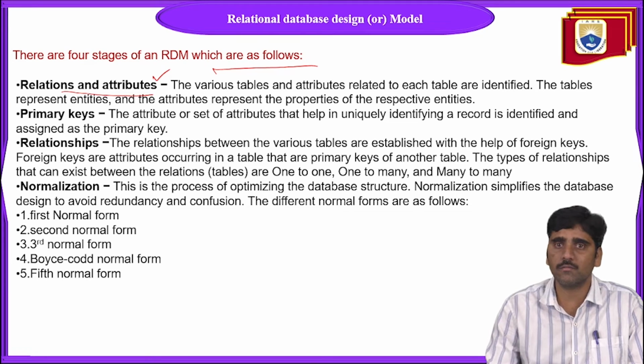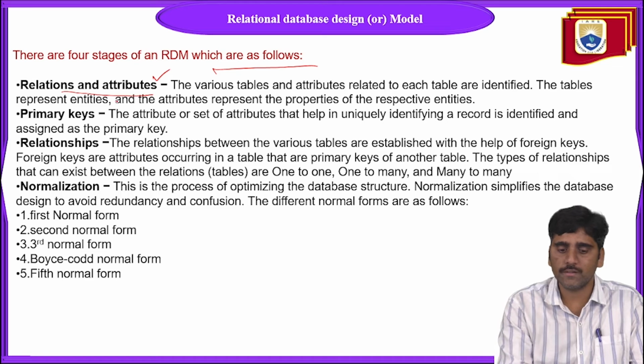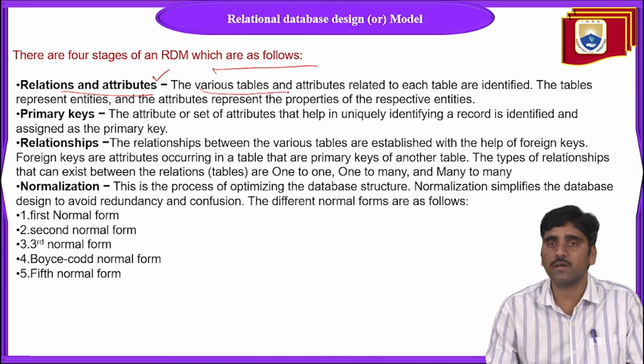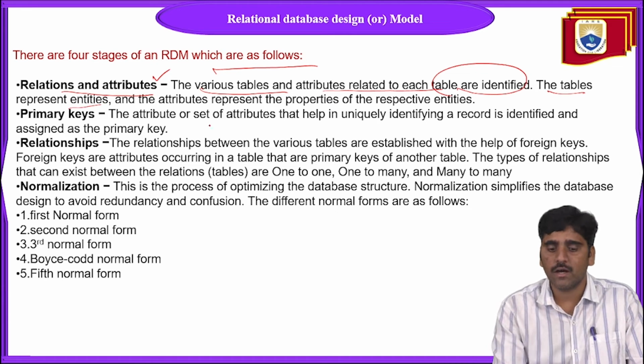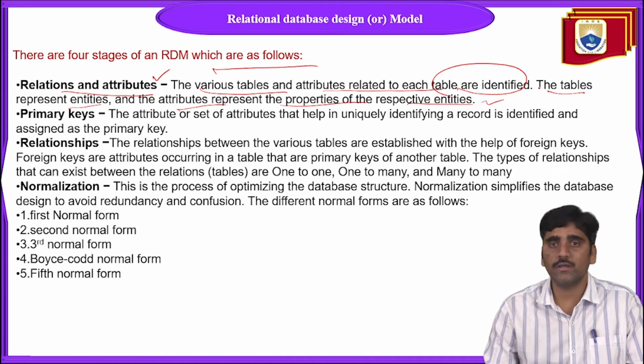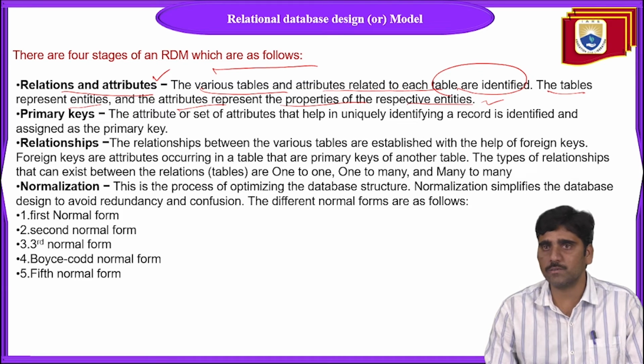And the relations are nothing but a logical connection between two entities. Two entities are two attributes. So relations and attributes. The various tables and attributes related to each table are identified. The tables represent entities and the attributes represent the properties of respective entities. So here the table names are representing entities and the attributes representing properties of their respective tables or respective entities.